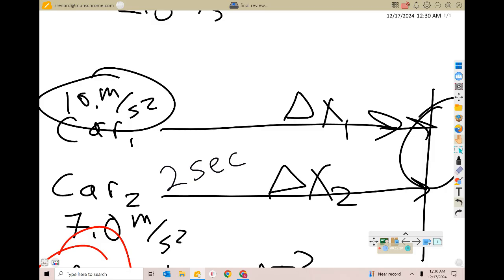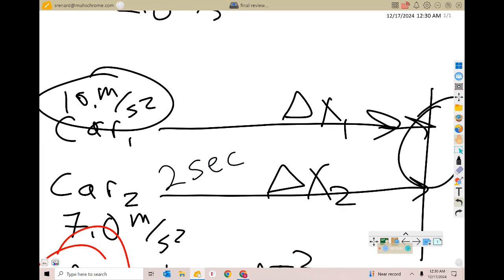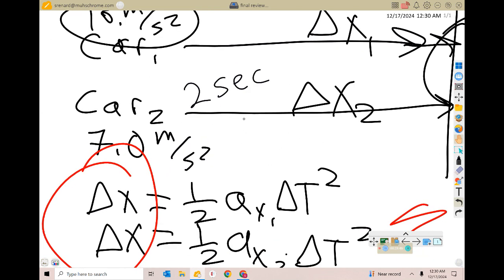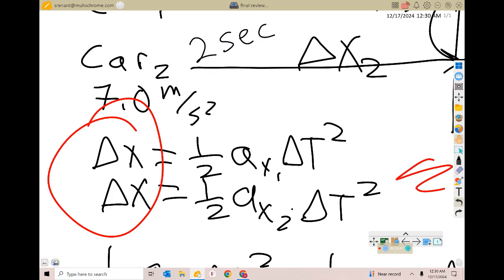So here, we're going to know that the distance traveled by car number 1 is equal to the distance traveled, or displacement, of car number 2. Those two things are equal. We'll know how fast they're going. So we're going to look at this equation. This should be fairly familiar to you. This is an equation that we're actually using to figure out how far something went, but now we're using it for linear acceleration, so for cars.